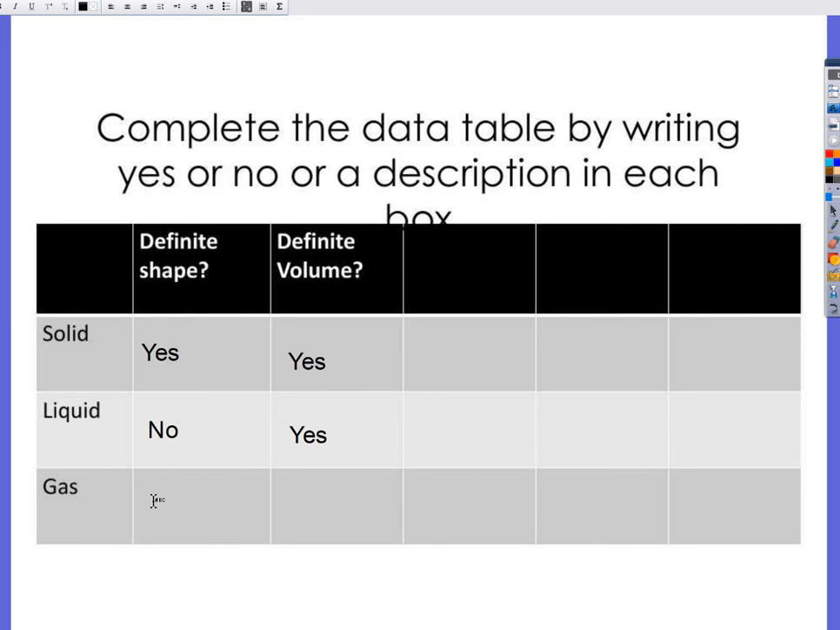Do gases have a definite shape? No, because their shape is constantly changing based on the container that they're in. Do gases have a definite volume? No, because they spread out to take up as much space as they can.